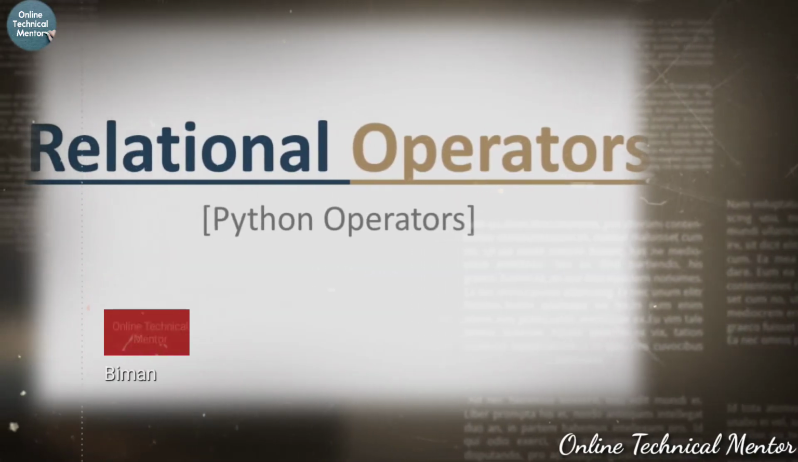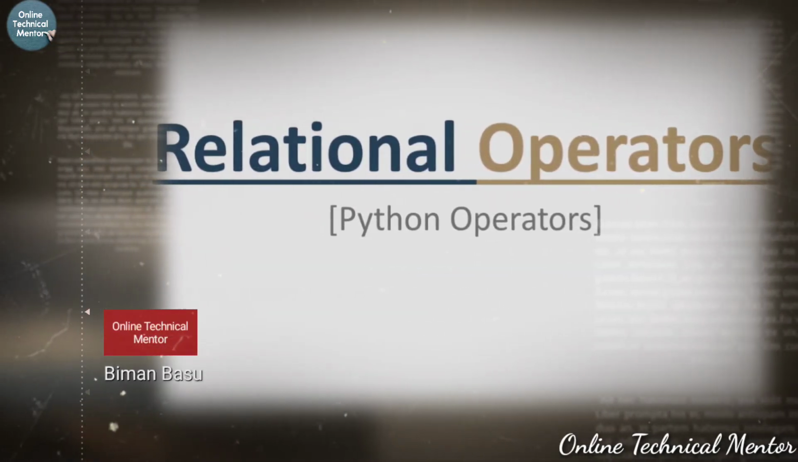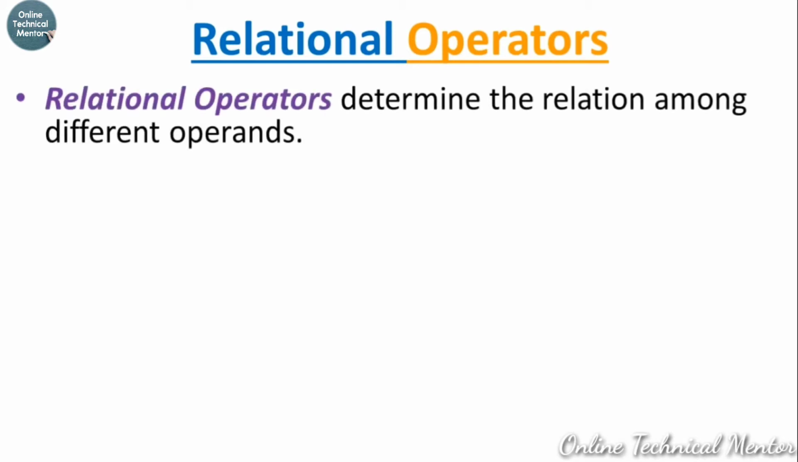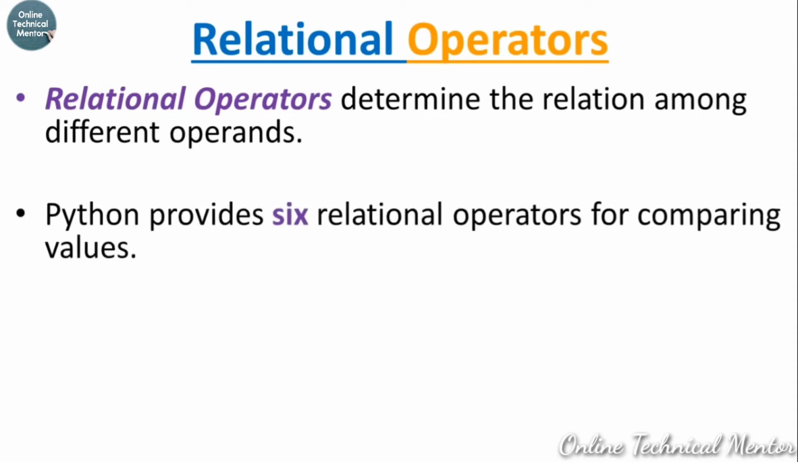Let's start with relational operators of Python. In the term relational operator, relation refers to the relationship that values or operands can have with one another. Thus, relational operators determine the relation among different operands. Python provides 6 relational operators for comparing values.